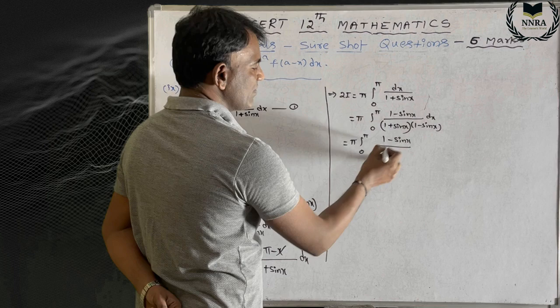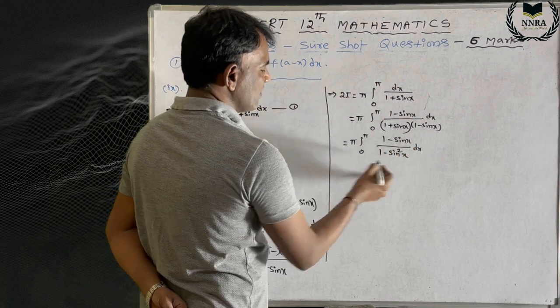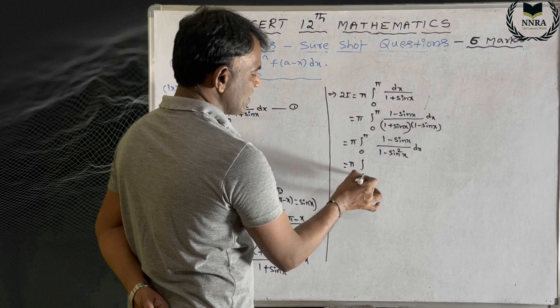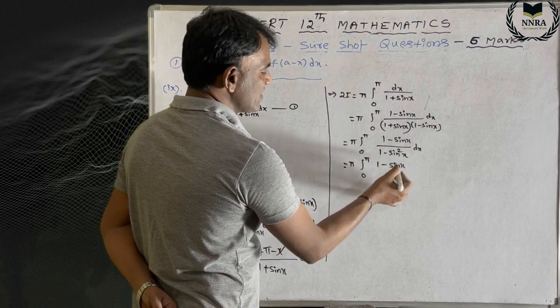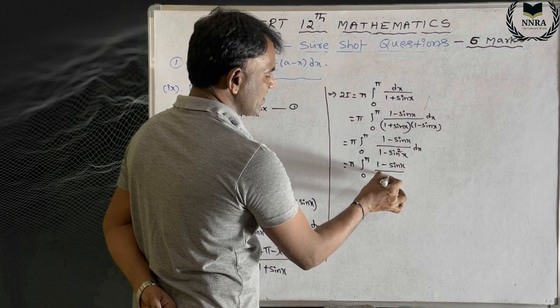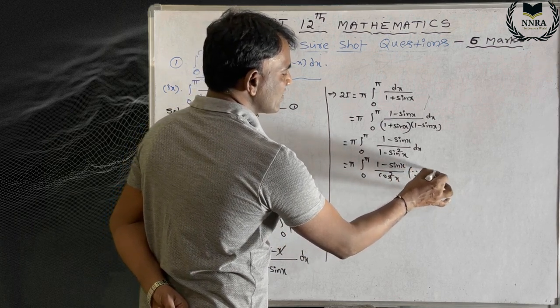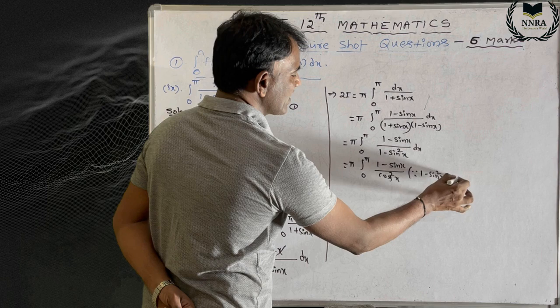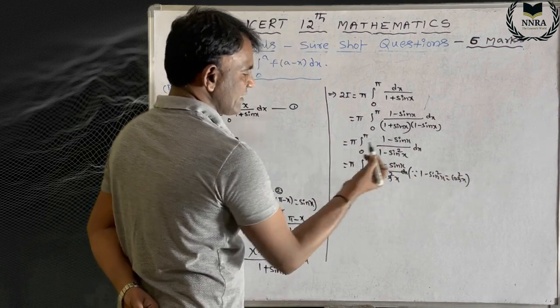So a plus b, a minus b, a square minus b square. And what is the value of 1 minus sin square x? That can be written as cos square x. So this is 1 minus sin x by cos square x. If you want, write here 1 minus sin square x equal to cos square x. Okay, now split both the functions and into dx.